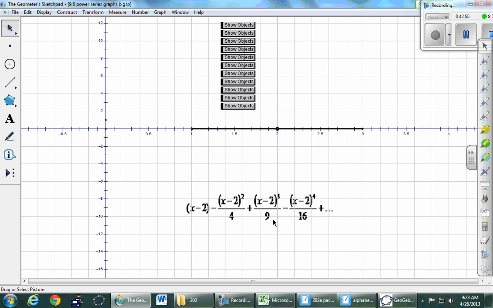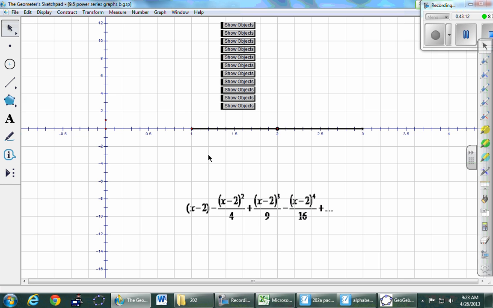Okay, here's the series in question, right? So what did we decide the interval of convergence was? From 1 to 3. So between 1 and 3, which is where that thick black line is, we're expecting the series is going to do nice things. Outside of that, all bets are off.